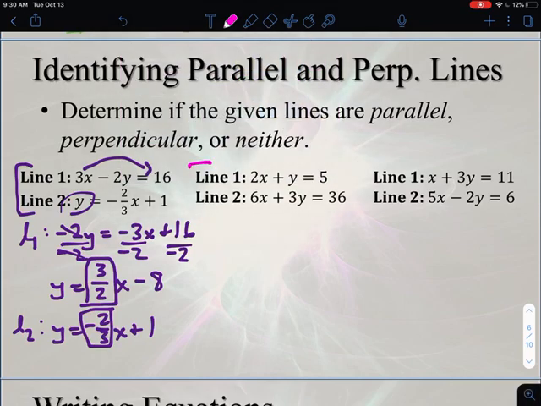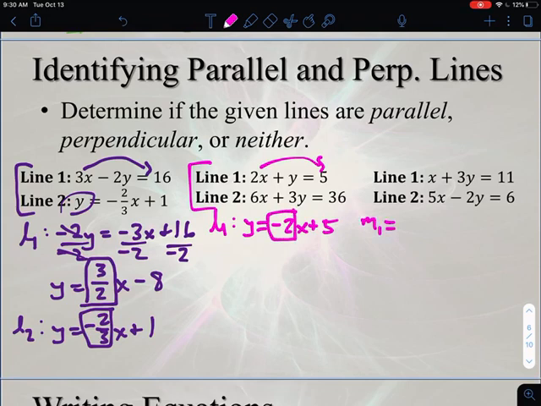so just clear up some space there. So when I go to my next example, right here, I'm going to do the same thing. I need to first take line 1, and I need to solve for y. So in this case, all I have to do is move the 2x over. So I got y is equal to -2x plus 5. That means this -2 is my slope.